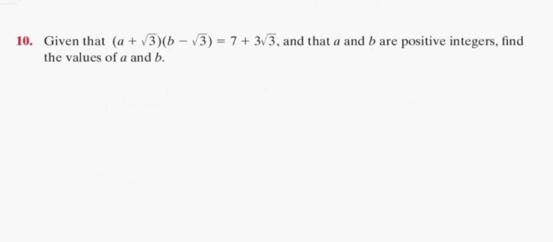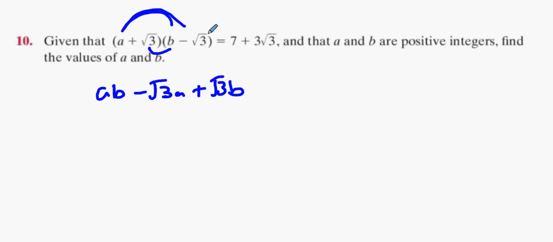Question 10. Alrighty. 10's quite an easy one actually. A times B is AB. A times root 3 is minus root 3A plus root 3B. Root 3 by root 3 is minus 3. That equals 7 plus 3 root 3.